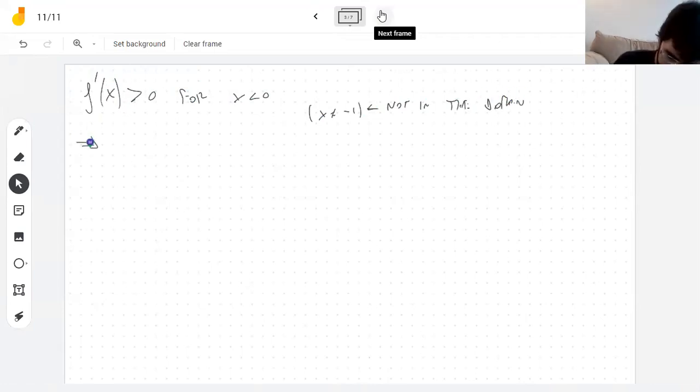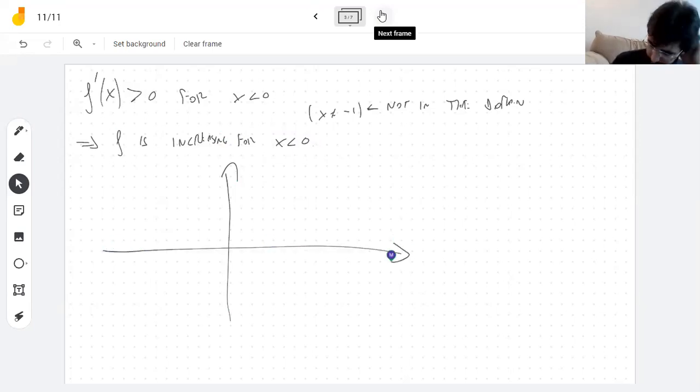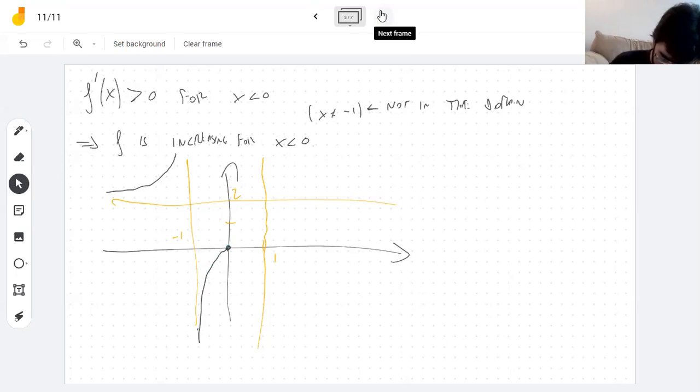So f is increasing for all the negative values. So if I draw the asymptotes again, negative one and two, and I draw my function, I'm supposed to draw something increasing. So it goes to 0, 0. Here, the whole thing has to be increasing, except at x equals negative one, where, well, nothing is happening. There's no function there. So it keeps increasing, gets to infinity, and then starts increasing again from negative infinity.